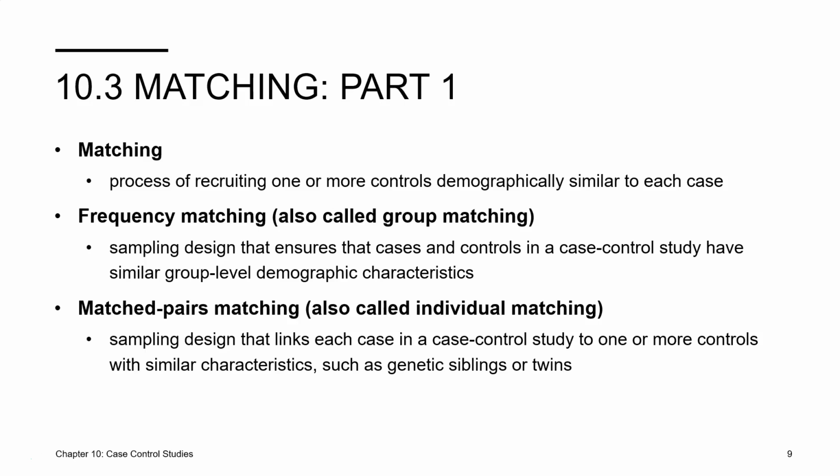Matched pairs matching, or individual matching, is when the sampling design links each case to one or more controls with similar characteristics. So group level, individual level. Individual level could be genetic siblings or twins, but if you just think about it that way, frequency matching is group matching and matched pairs is individual matching.